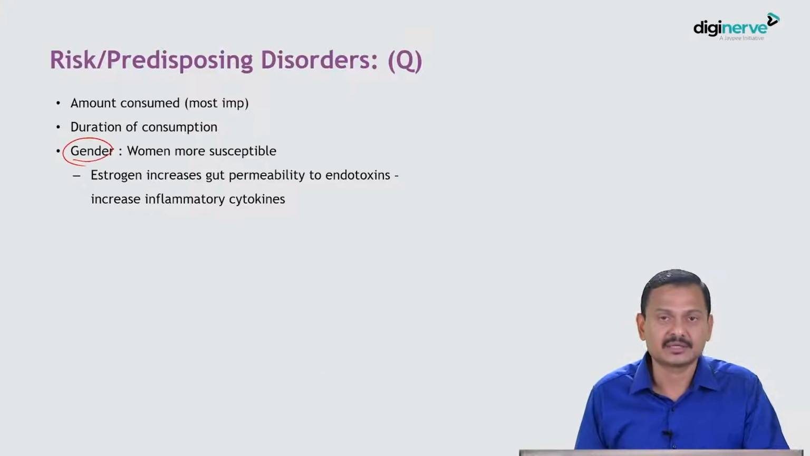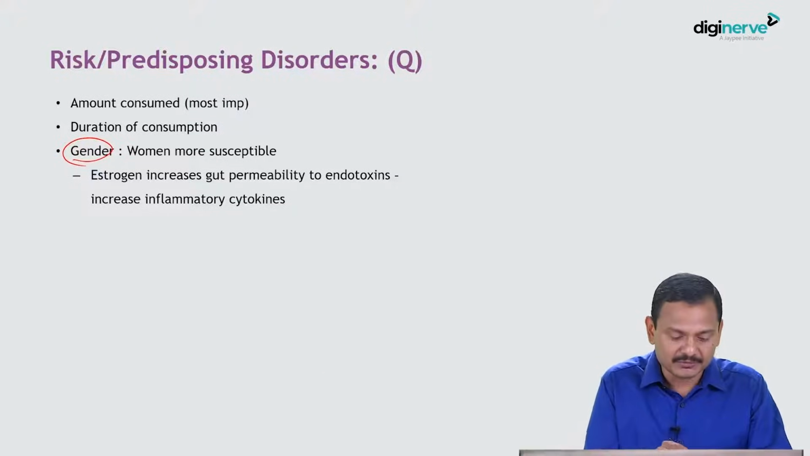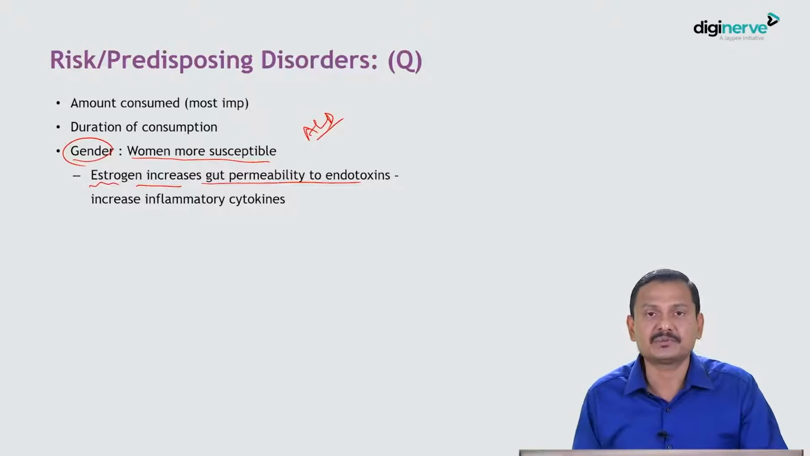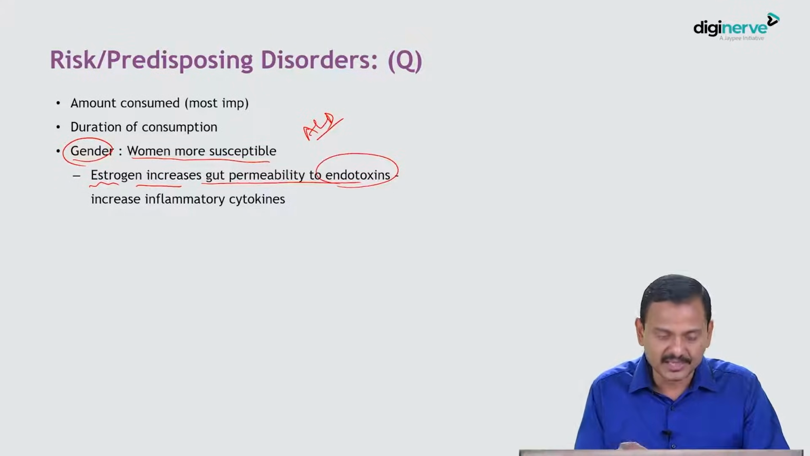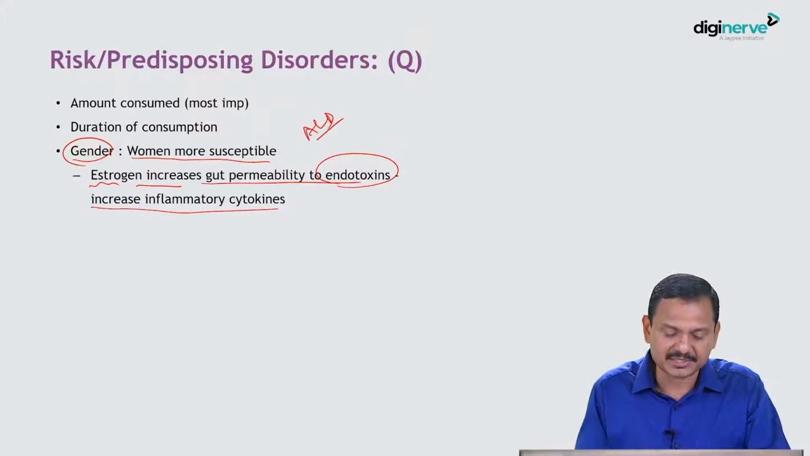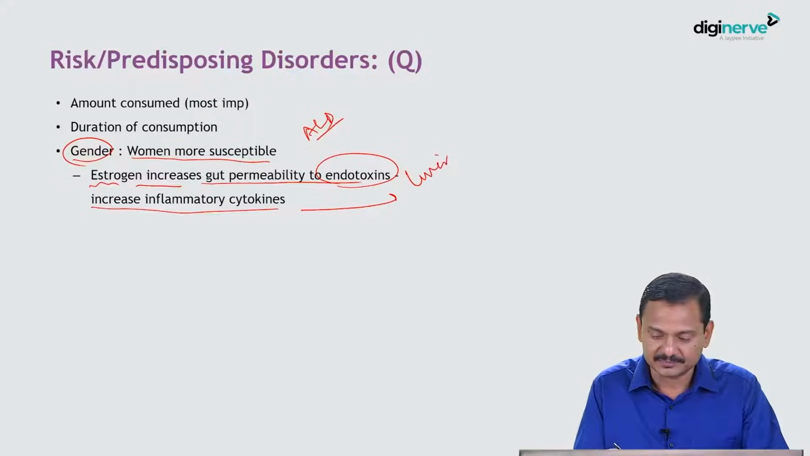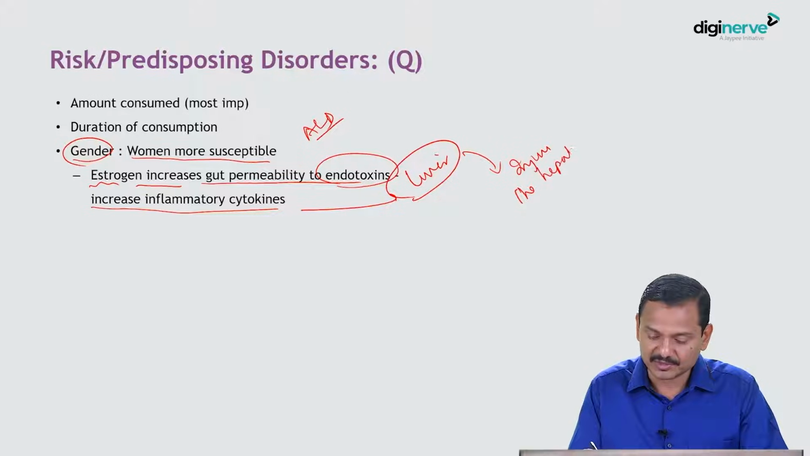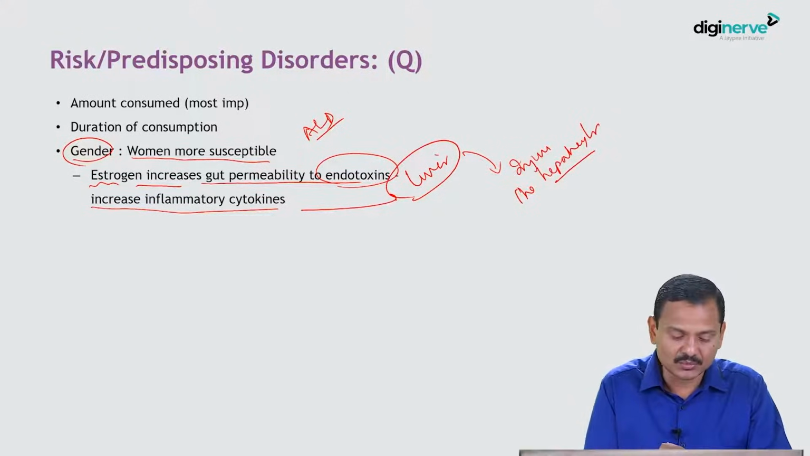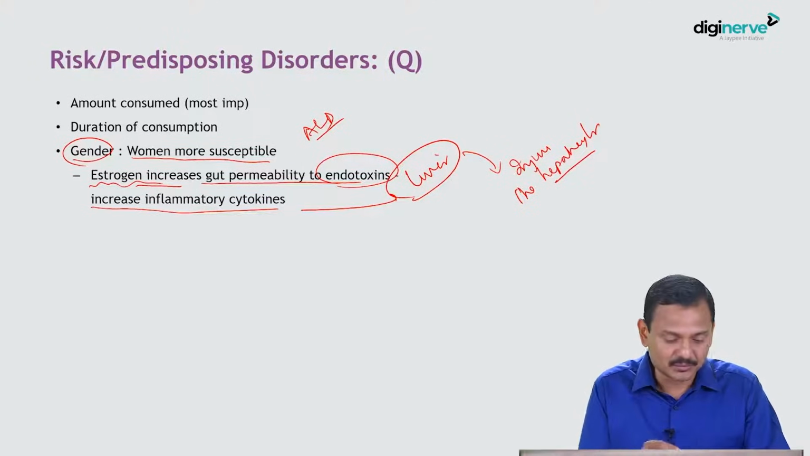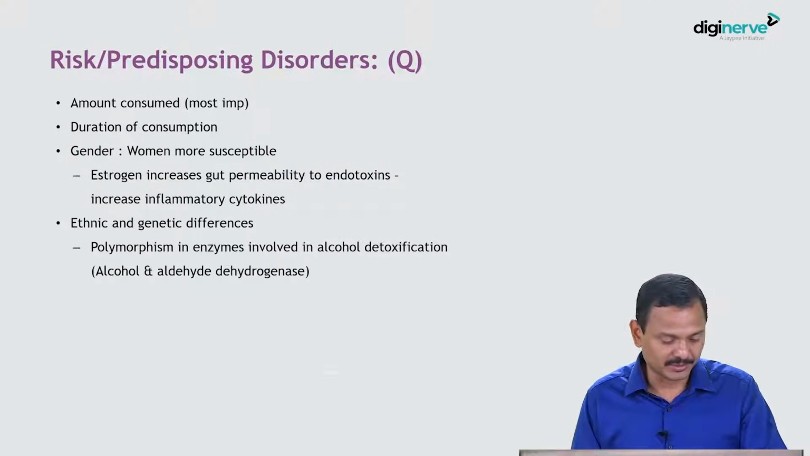Third is gender. Now when you compare male to female, females are more susceptible to alcoholic liver disease. That is because estrogen increases gut permeability to endotoxins, okay, and these endotoxins come from the gut bacteria, and these increase inflammatory cytokines in the liver, okay, and these inflammatory cytokines will injure the hepatocytes and they will cause fibrosis. Okay, so that is how women in general are more susceptible as compared to men.